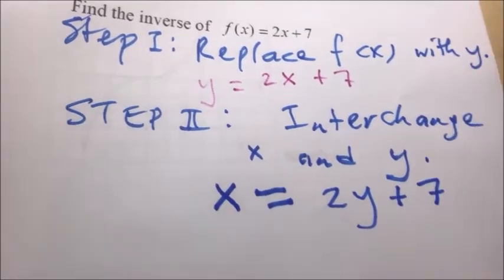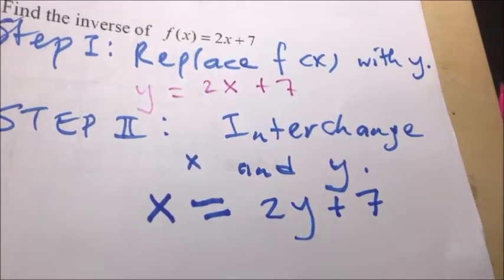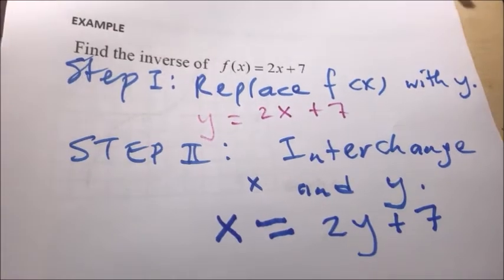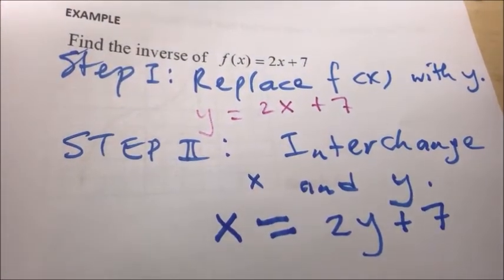Okay, got it? So instead of having y equals 2x plus 7, you have x equals 2y plus 7. Okay? Alright. Not done yet. We got a few more steps.